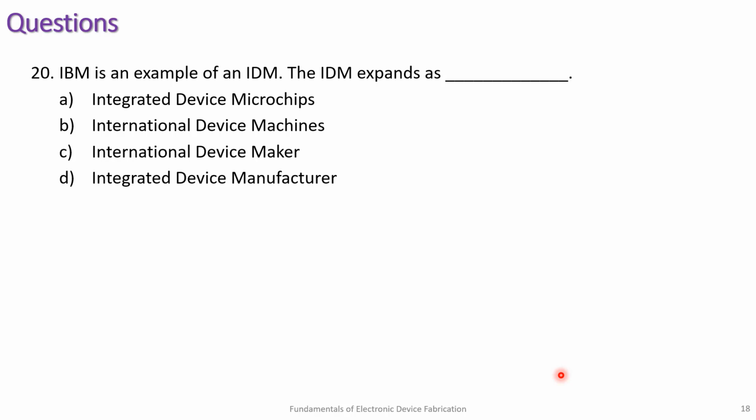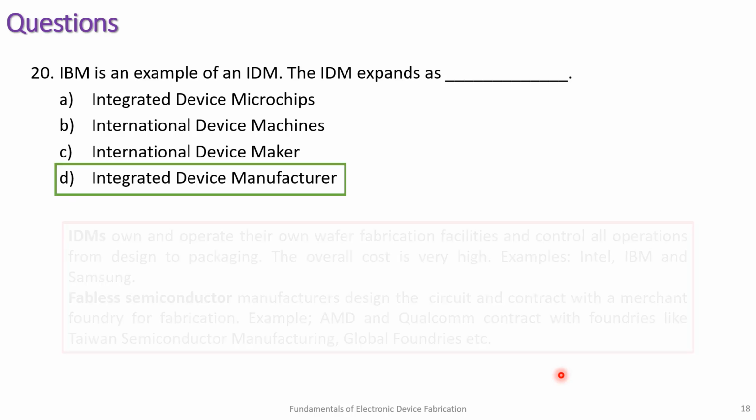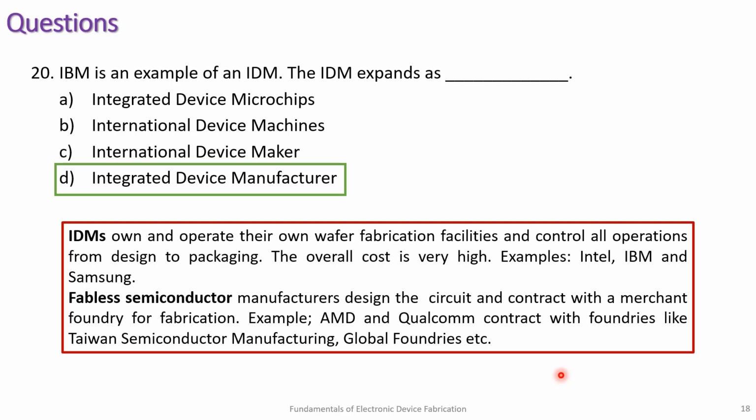So IBM is an example of an IDM. What is an IDM? IDMs own and operate their own fabrication facilities, as you said before: Intel, IBM, and Samsung. Then fabless semiconductor companies design the circuit and contract with a merchant; examples include AMD, Qualcomm, etc. And foundries like GlobalFoundries, Taiwan Semiconductor Manufacturing, and so on.